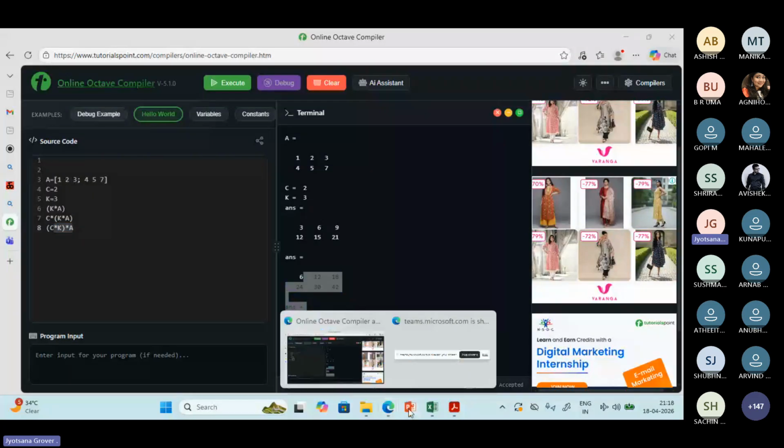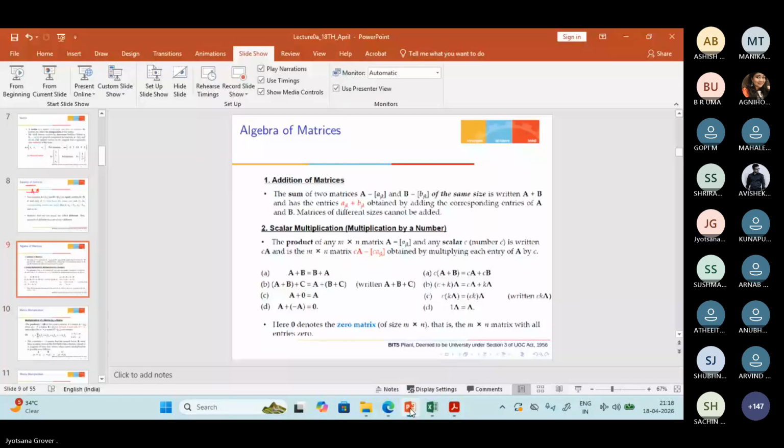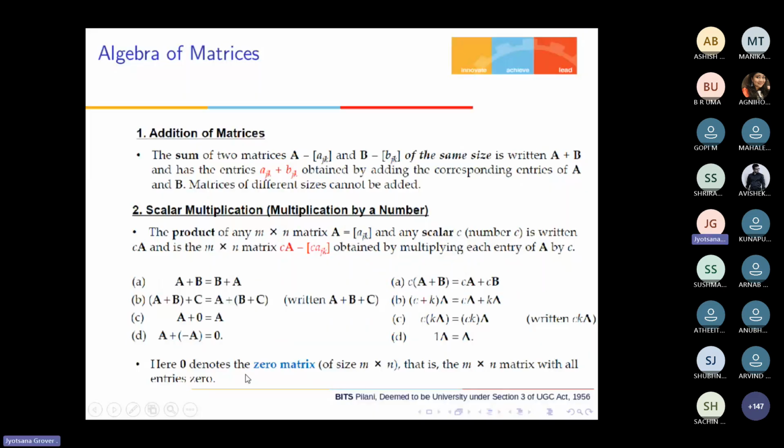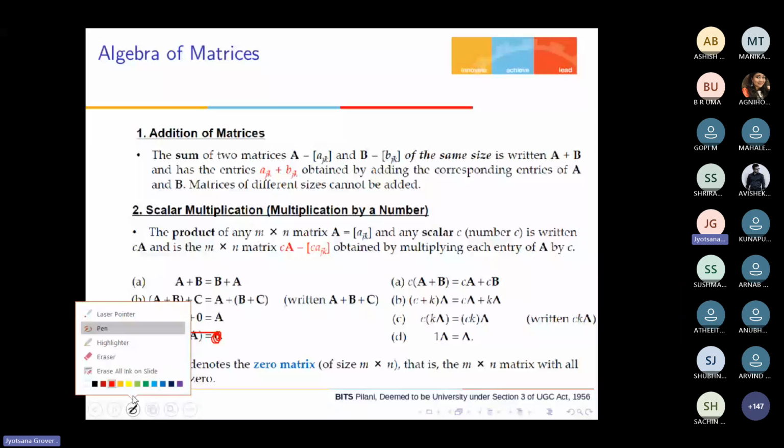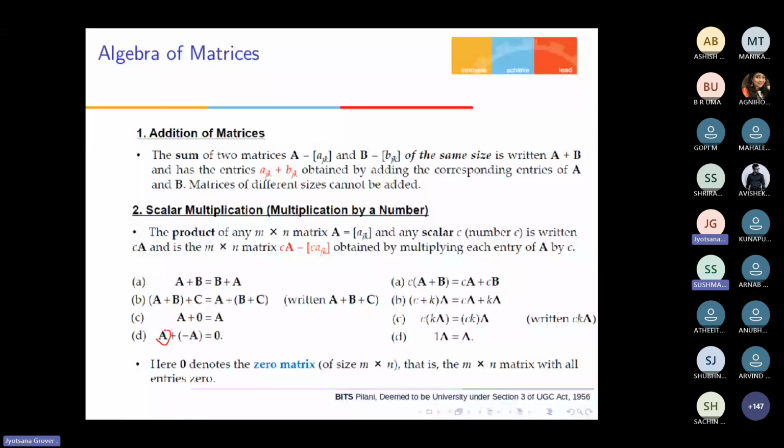All right. Next we have A plus minus A is equal to this 0. Don't get confused with the 0. This is not a scalar. This is a vector, or this is going to be the matrix only. So when you add A with minus A, it means you multiply every entry of A with minus 1. So you will get the 0. This is not a 0 scalar. It's a matrix.